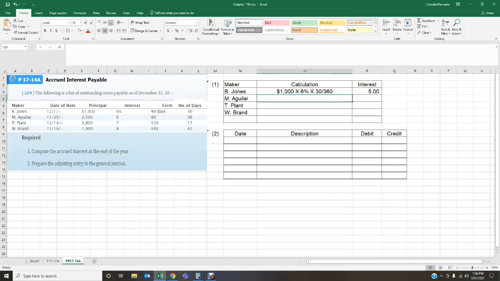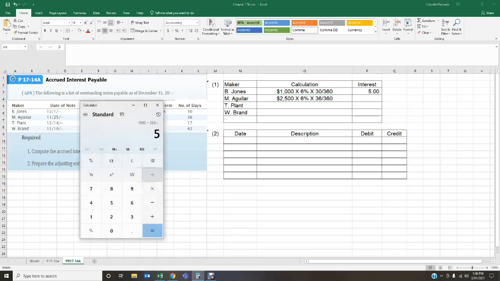Okay, Aguilar, the amount of the note is $2,500. The interest rate is 6% as well. And the number of days is 36 days over 360. Let's multiply that times 36 over 360. That gives me $15 of interest.